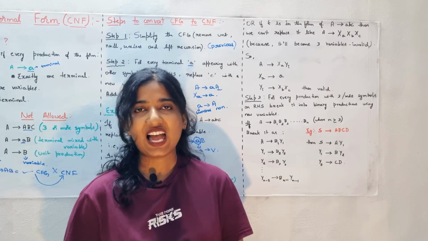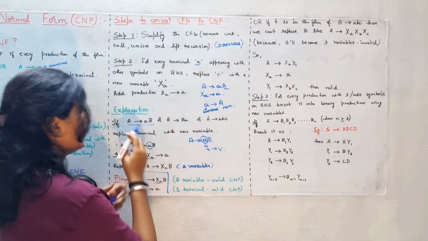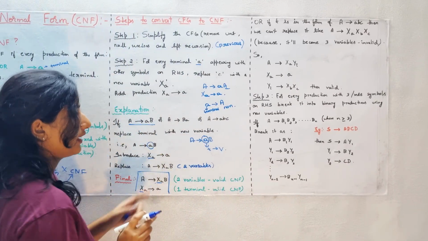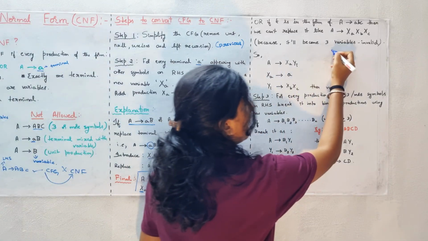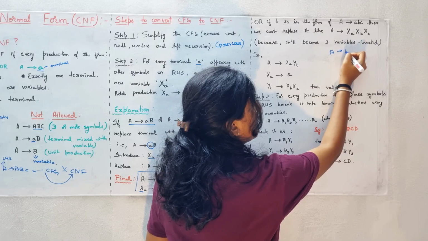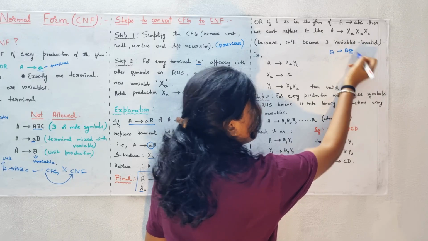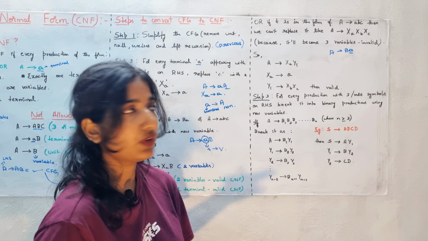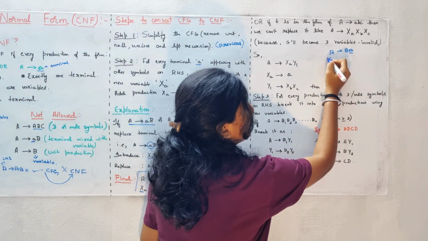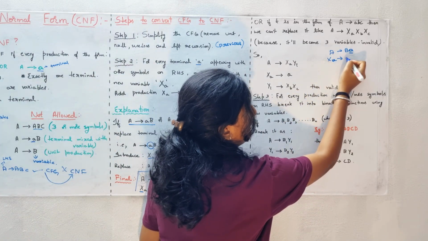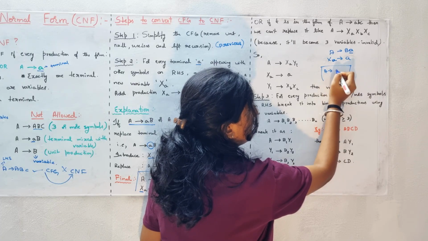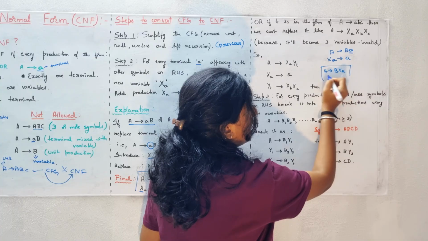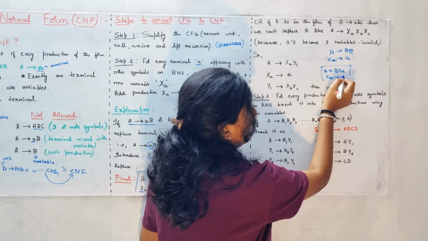Clear? Okay, we have seen in the case of A derives aB, right? So I think you can solve this, right? So if there is A derives b a, what we have to do? We have to replace this terminal with new variable, right? So we have XA derives a. So finally we will get A derives b XA and XA derives a.